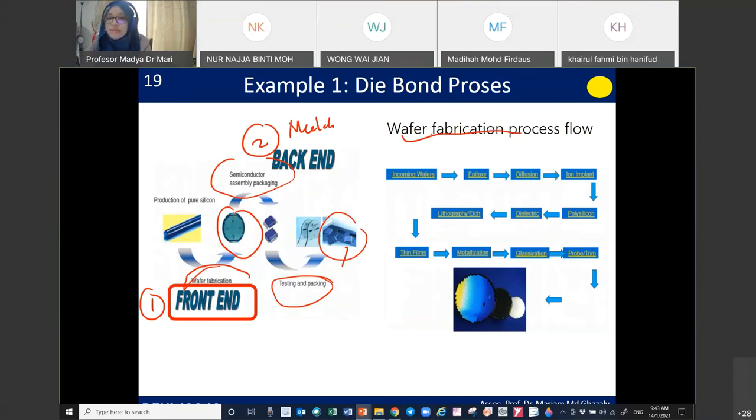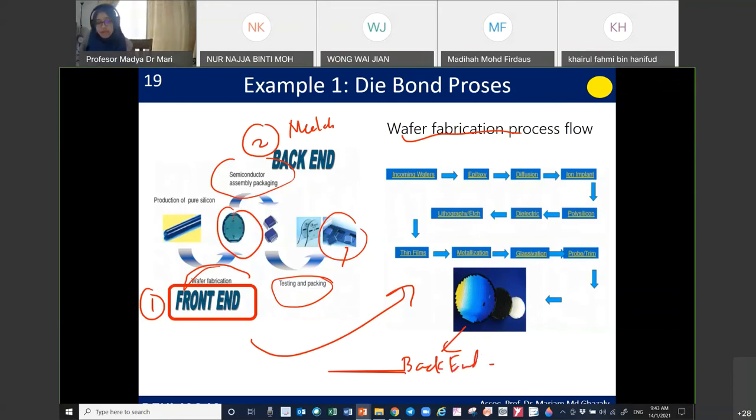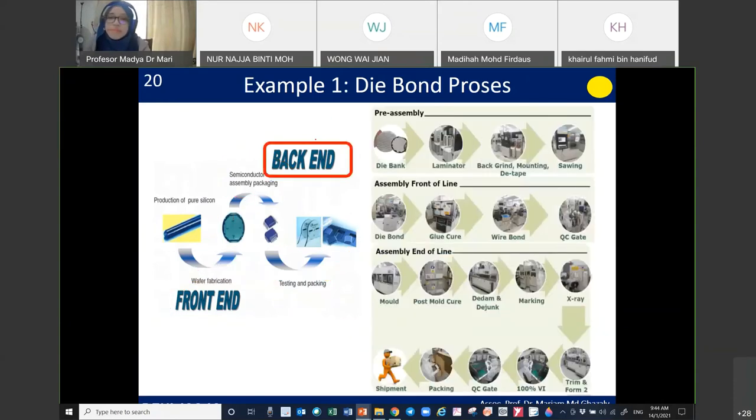Okay, so just go through what the wafer fabrication process is. This is for the front end. From the incoming wafer and so on, and then testing, you come up with the wafer. So this wafer is going to be sent to the back end. If you don't understand what I explained, just as a recap, go again to my chapter one topic in uLearn and look at the video. And in the back end, you have these processes.